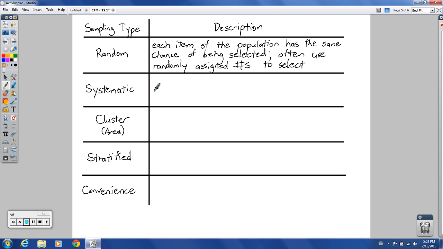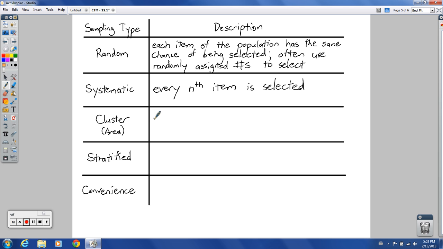Systematic. This one's an easy description. It's every nth item. So maybe it's every 5th item, or every 7th item, or every 26th item. N could be any particular number. Every nth item is selected.